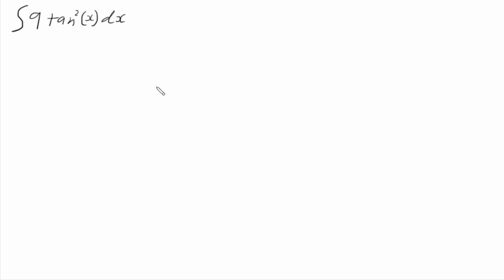Hi, in this video I'm looking at performing this integral here, 9 tan squared of x dx. So tan squared is a little bit tricky to integrate, but not if we can convert it into something else that is easier to integrate. And we're going to use one of the results of the Pythagorean identities.